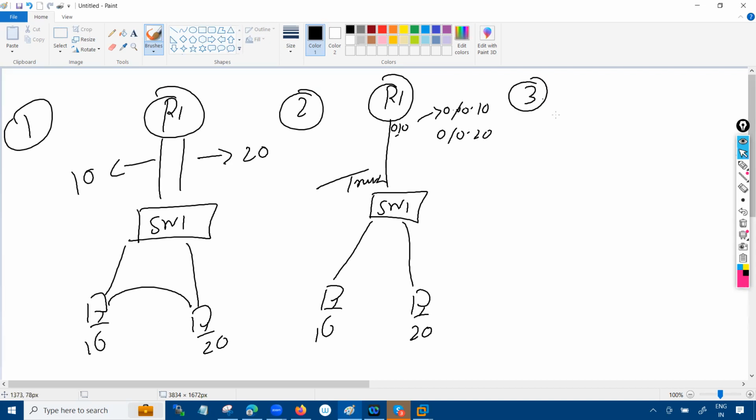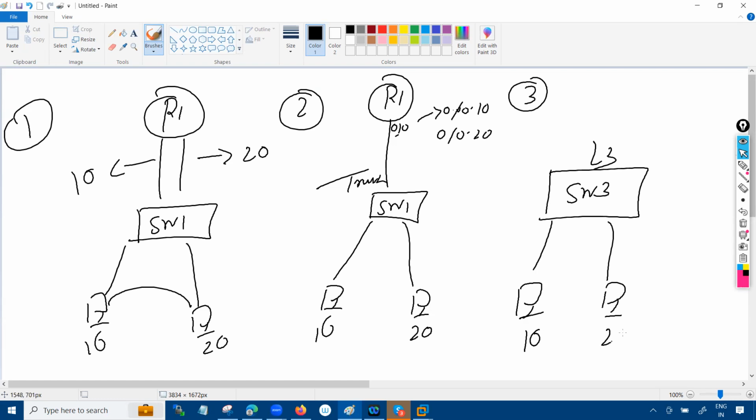The third way we have seen is that you have a layer 3 switch, and the layer 3 switch can provide inter-VLAN routing, as VLAN 10 and VLAN 20 are there. So you need to get the SVI for VLAN 10 and the SVI for VLAN 20, and then you can achieve inter-VLAN routing.